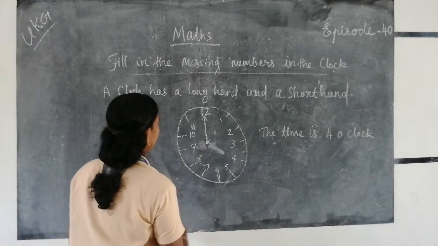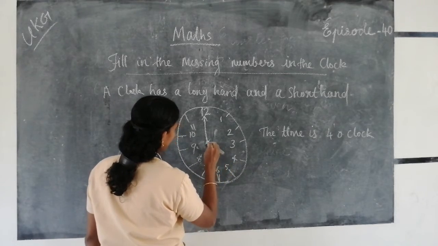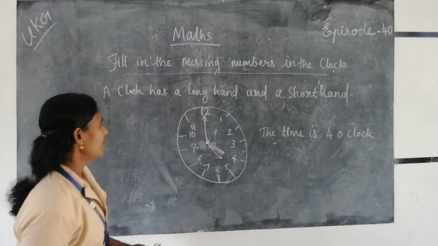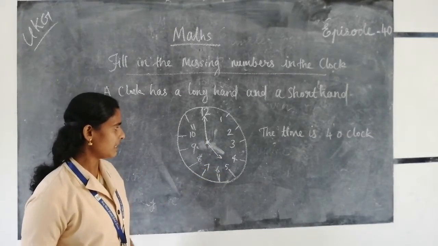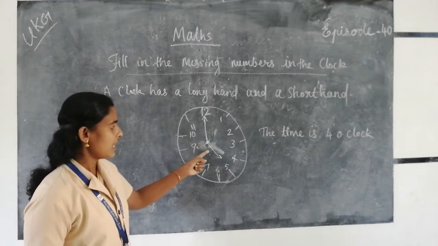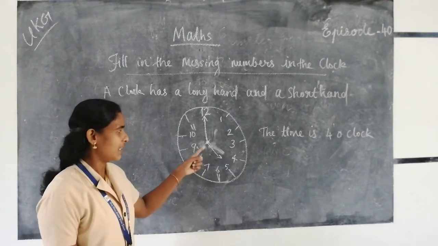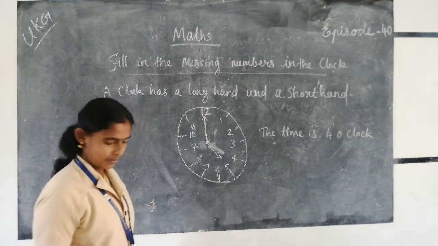Next, short hand. Now the long hand is at 12, the short hand is at 5. What is the time of this clock? Yes, the time is 5 o'clock. The time is 5 o'clock.